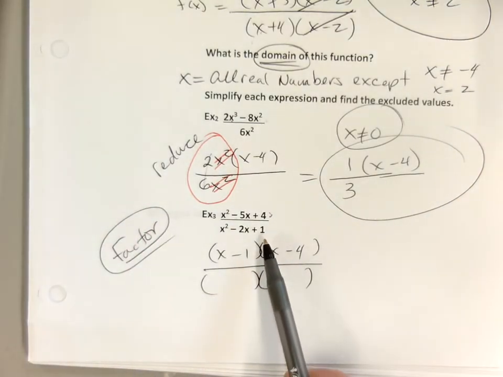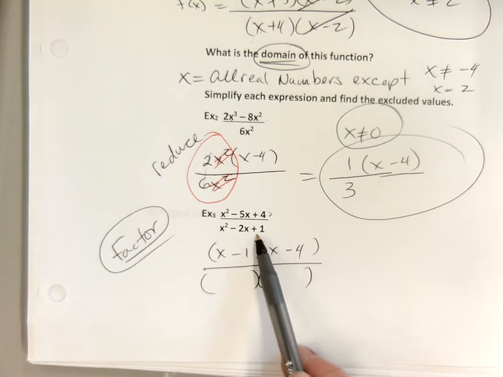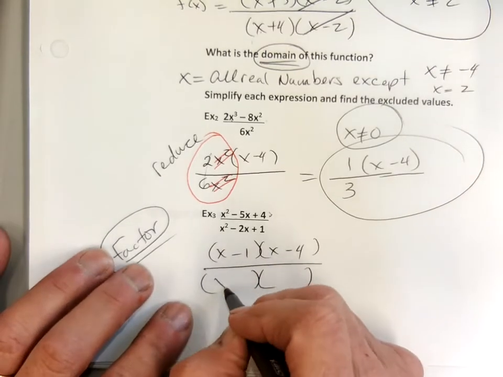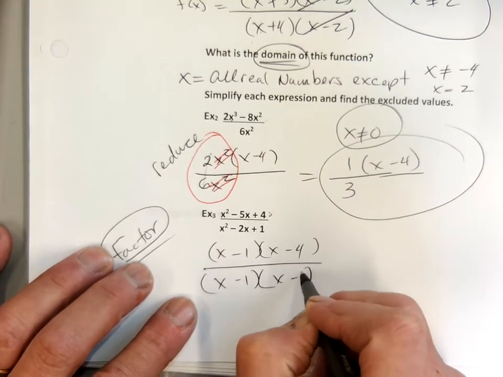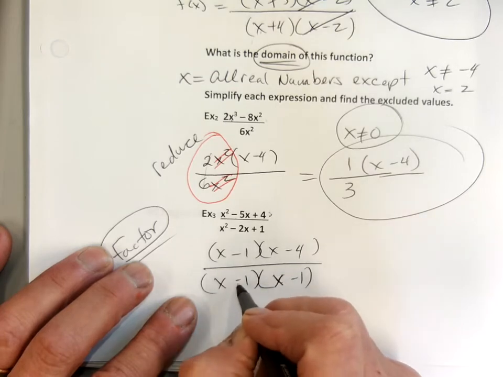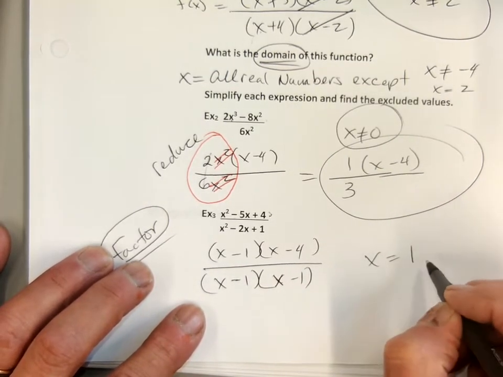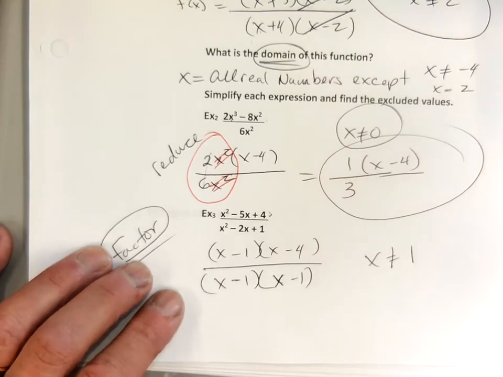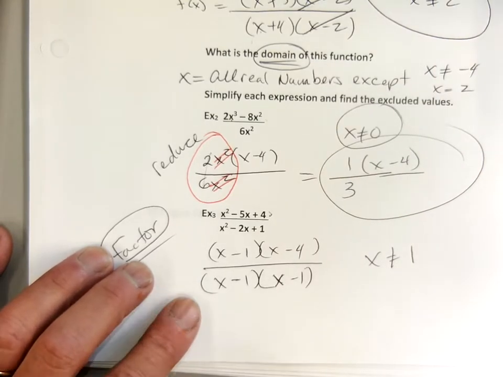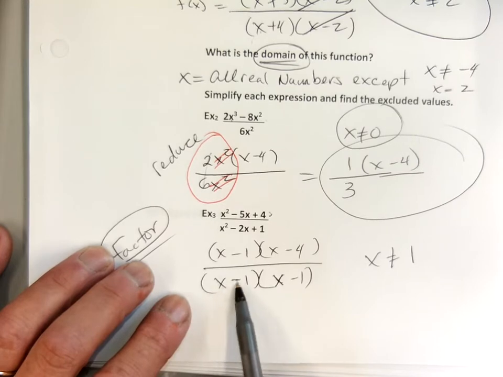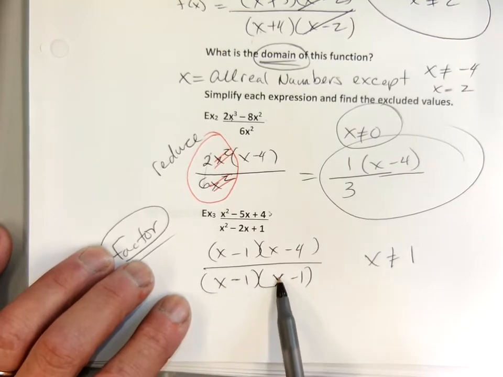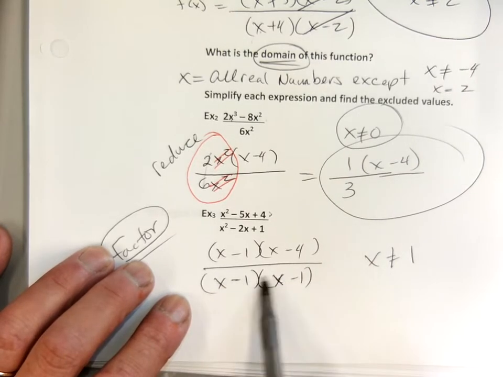Now what times what makes 1? How about a -1, -1? You mind the -1, -1 makes sense, right? So x cannot equal 1. Because if 1 was right here, 1 minus 1 is 0. Or if 1 was right here, 1 minus 1 is 0. So you can't have 1 on the bottom.